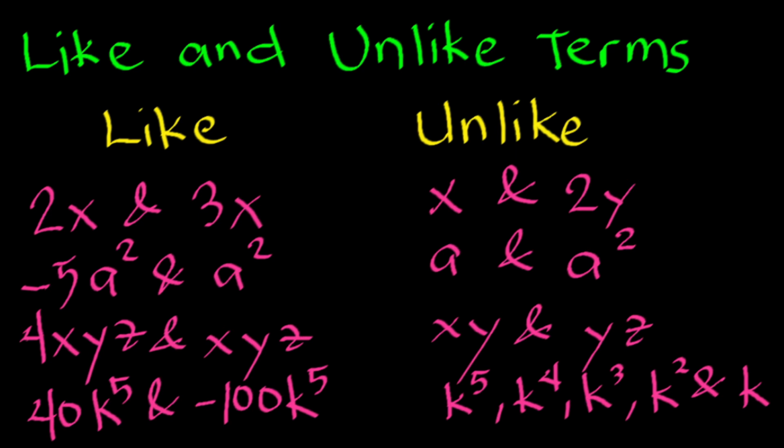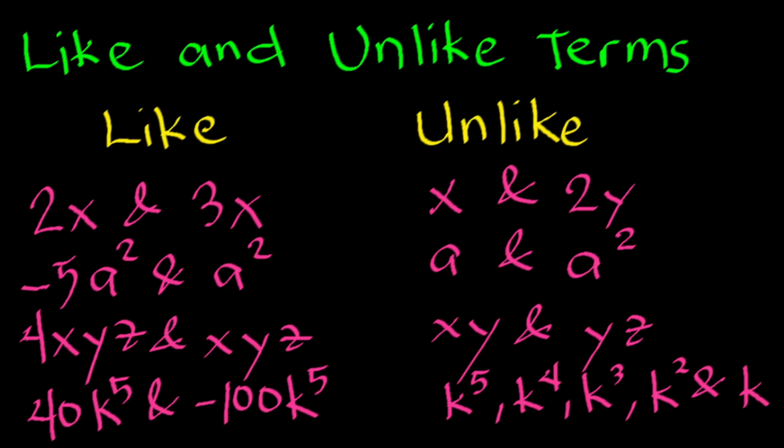Next, we have xy and yz. Pareho silang merong y, pero wala namang x yung isa. Yung isa naman, wala naman ding letter z. And lastly, we have k to the 5th, k to the 4th, k cubed, k squared, and k. Magkakapareho sila ng variable, pero magkakaiba yung kanilang exponent. So, unlike terms silang lahat.